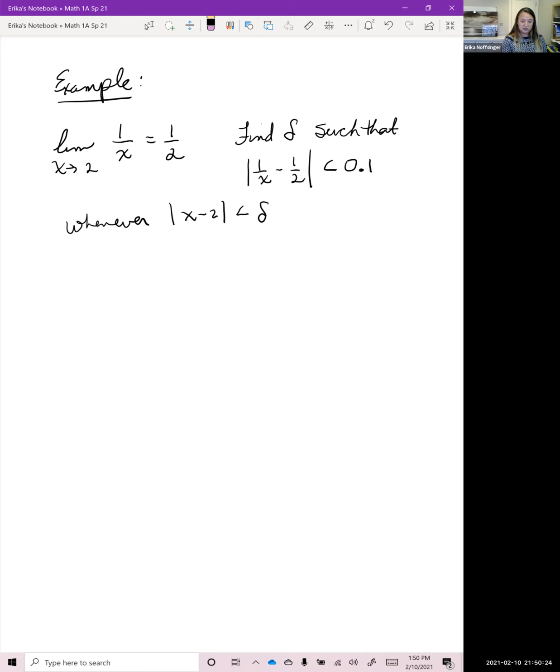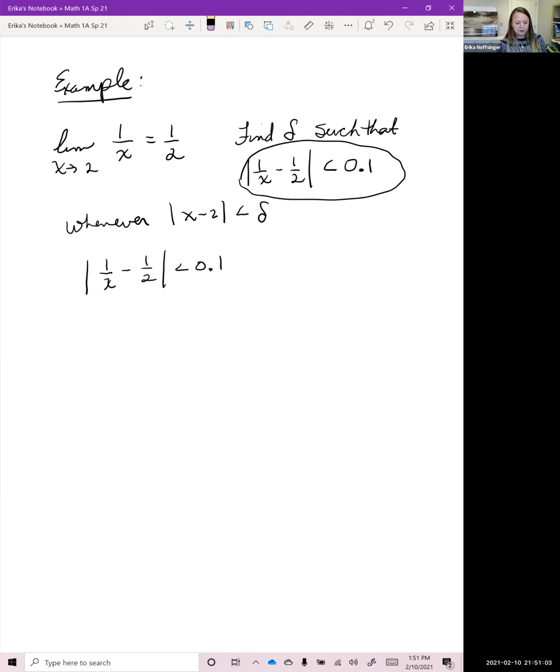Okay, so we are going to start off with the absolute value of f of x minus L is less than epsilon. They gave us what they want that epsilon to be, how close we have to be there. And so let's look at that. We have 1 over x minus 1/2. This is less than 0.1. So our goal is to manipulate this to actually look like this absolute value of x minus 2. So it's a little harder in this case.